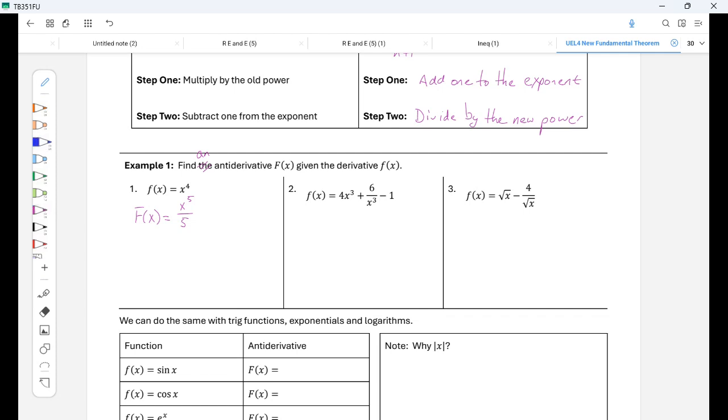So go back to what you would do if you would take a derivative here. You would multiply by the old power, which is 5. So you'd have 5x, drop the power by 1 over 5. Did I get back to where I started from? Yep. So, that's your check.